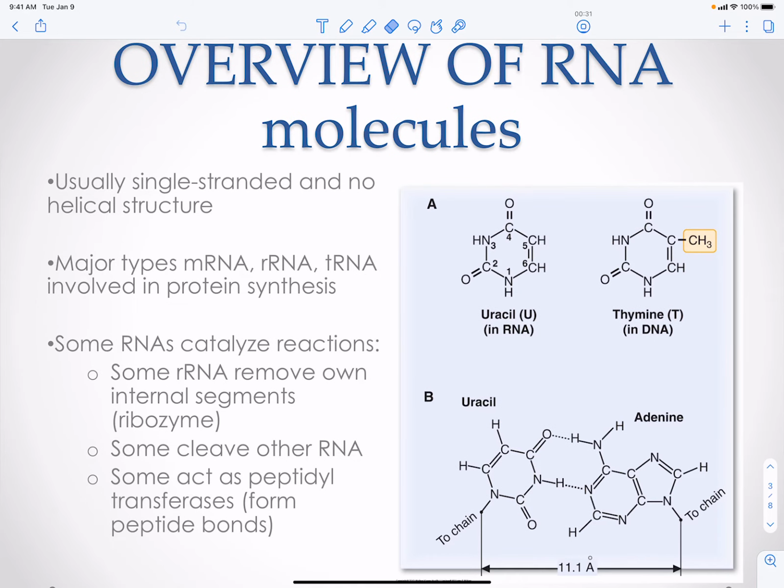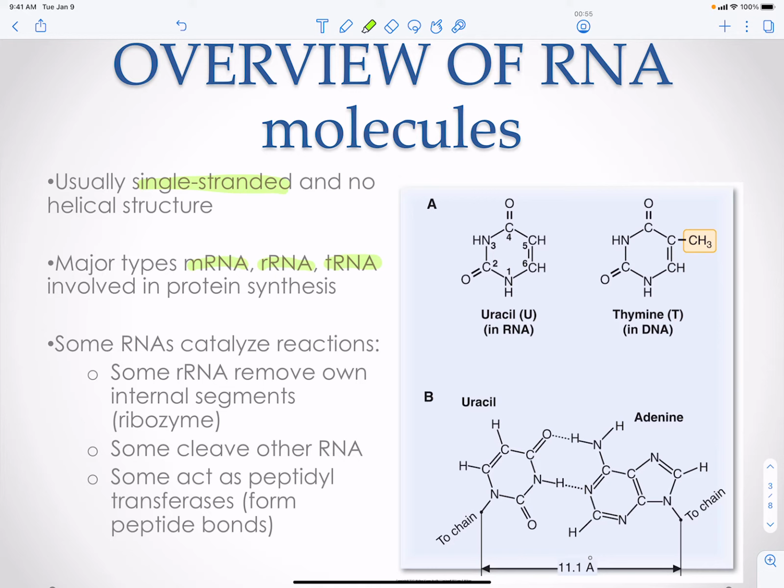All right, so basically, an RNA molecule is different from DNA in that it is going to be single-stranded and it has no helix associated with it. We have three major types: messenger RNA, ribosomal RNA, and transfer RNA. And all of these are going to be involved in making our proteins. So the nucleic acids packaged in RNA are for protein synthesis.